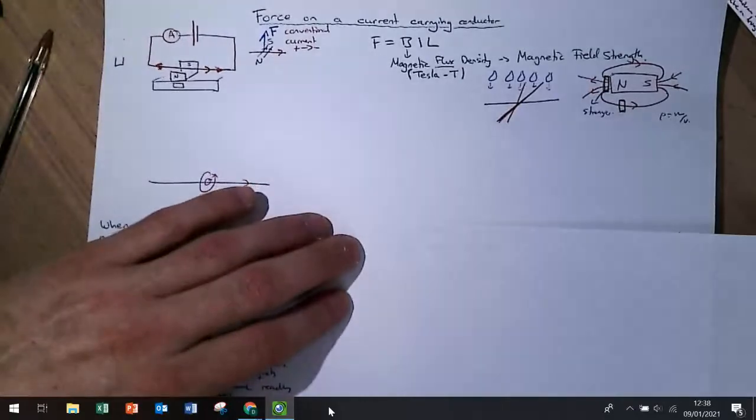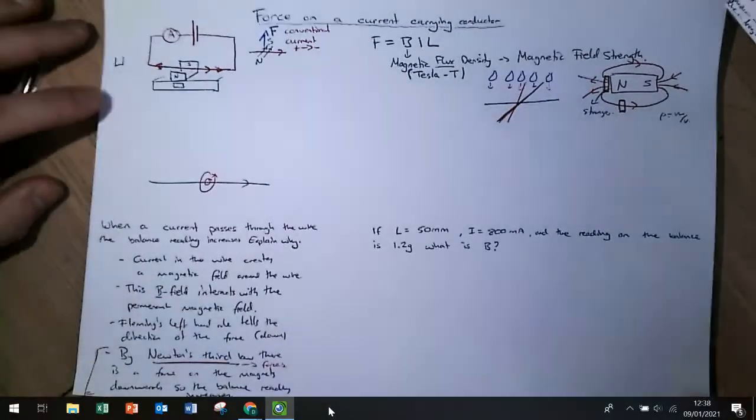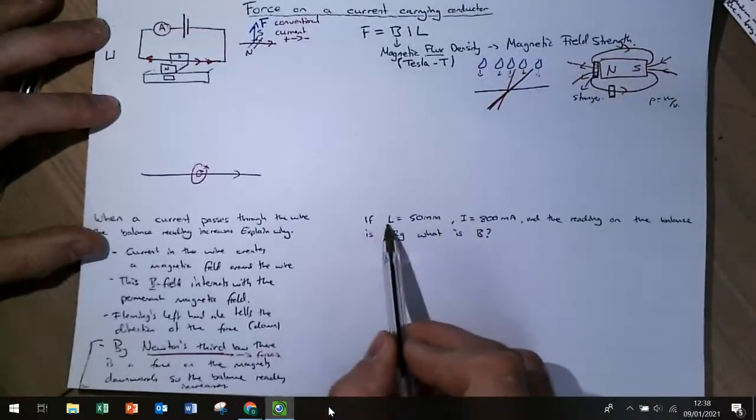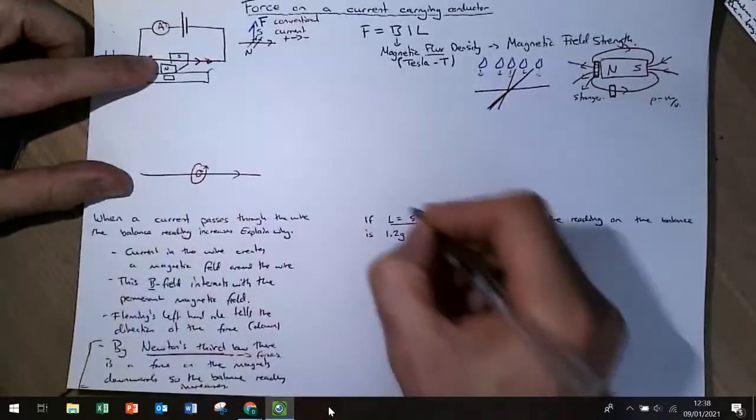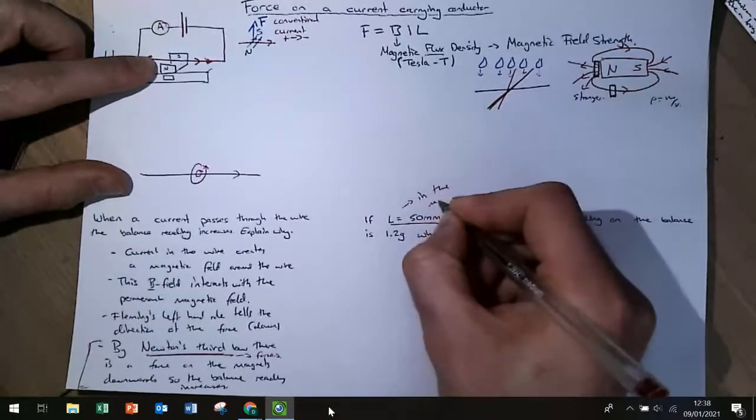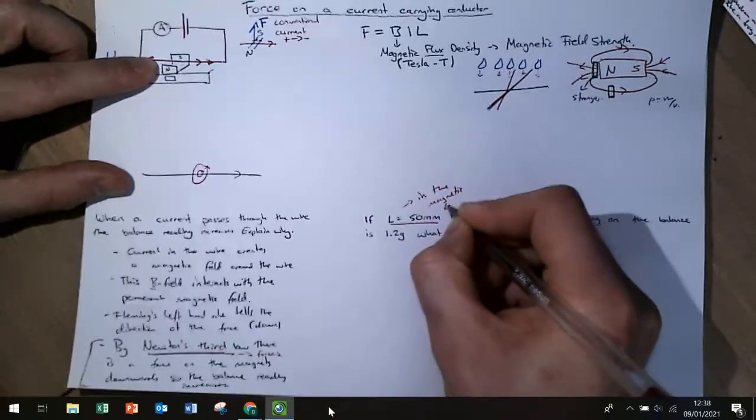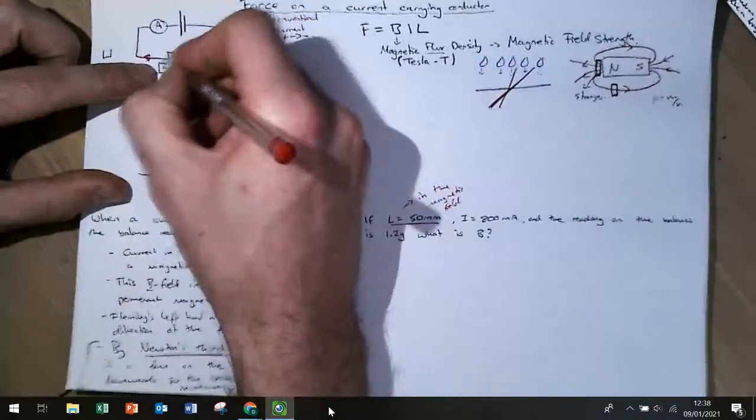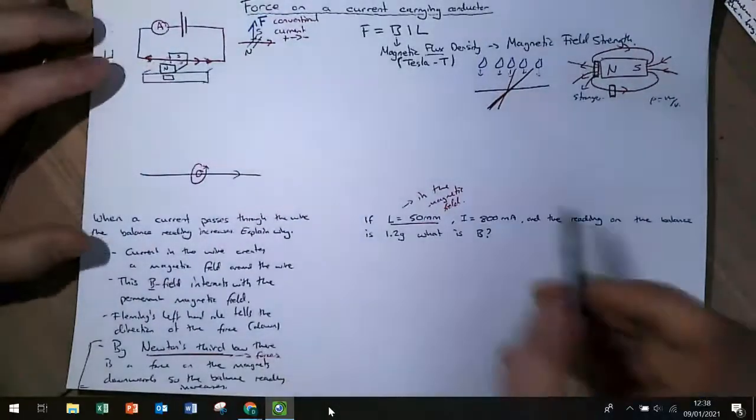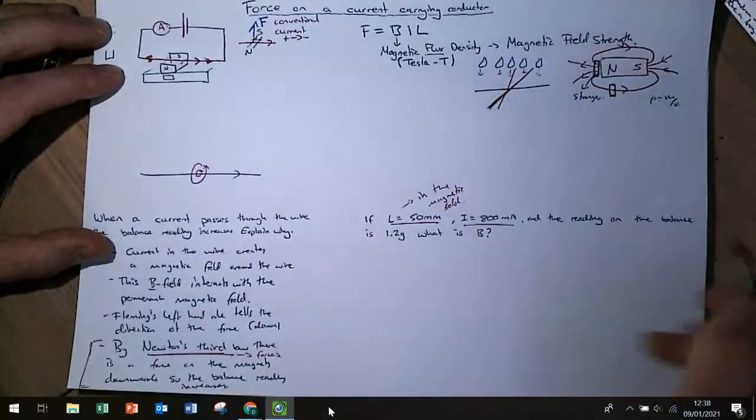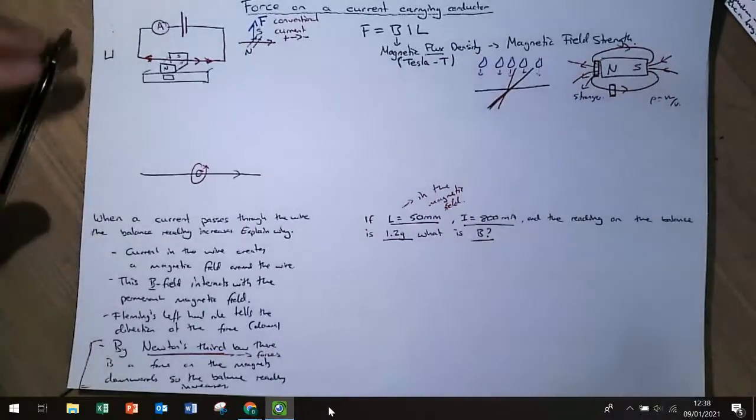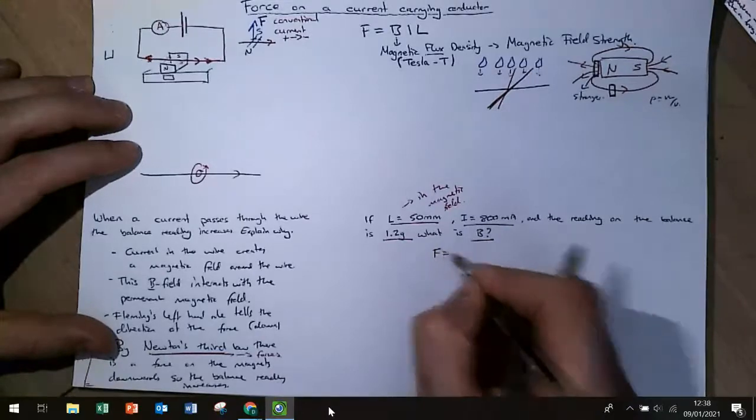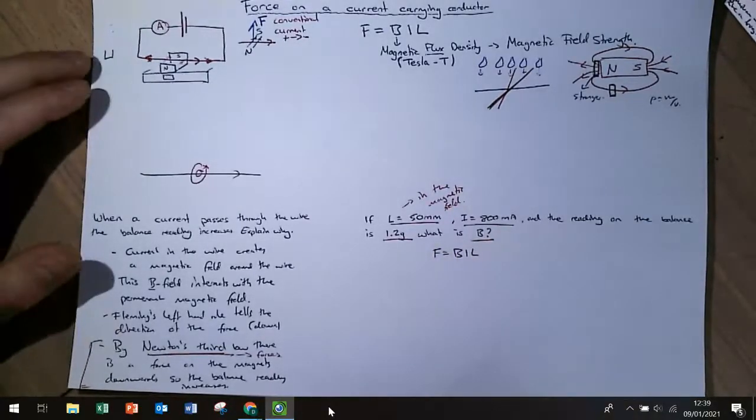Right, let's look at one more question. So I've shortened the question itself, but this is fairly typical now. If the length of the wire in the magnetic field, so this has to be in the magnetic field. So importantly, this section of wire won't feel a force because they're not in the magnetic field. If the current is 800 milliamps and the reading on the balance is 1.2 grams, what is the magnetic flux density? So first step, write down the equation, which, like I said, is on the formula sheet.